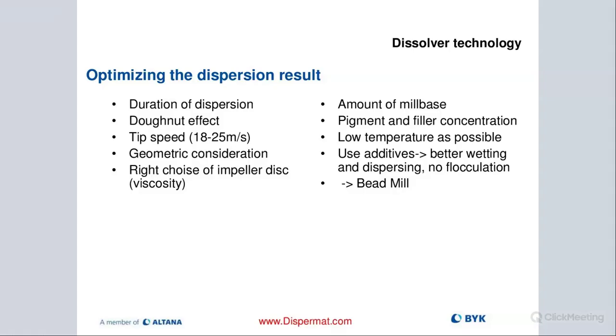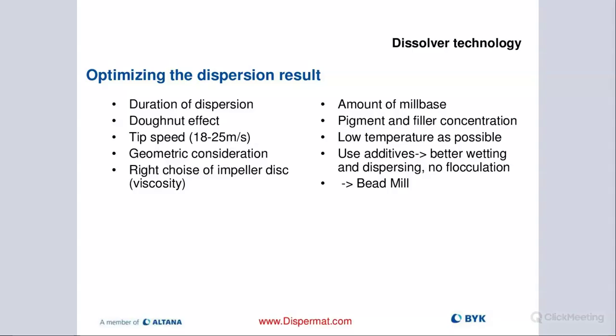The donut effect, that visual cue, tip speed again, 18 to 25 meters per second, will be displayed on all the newer instruments. Geometric consideration, we talked about that. The ratio container to blade diameter.